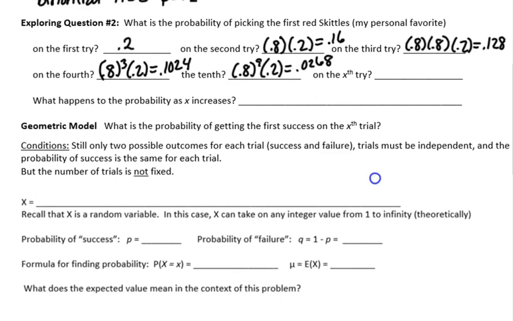0.0268. So we could generalize this and say, what's the probability of getting the first red Skittle on the xth try? Well, that would mean we would have x minus 1 failures, and then on the last time, that would be our success. So you notice what's happening to these probabilities. They're getting smaller because each time we're multiplying by a number less than 1. We're multiplying by 0.8 over and over and over again. So the probability is decreasing as x increases.